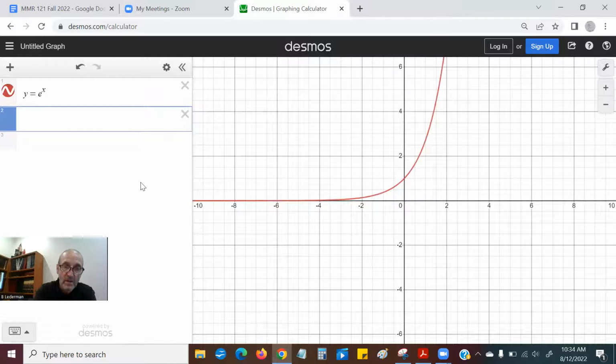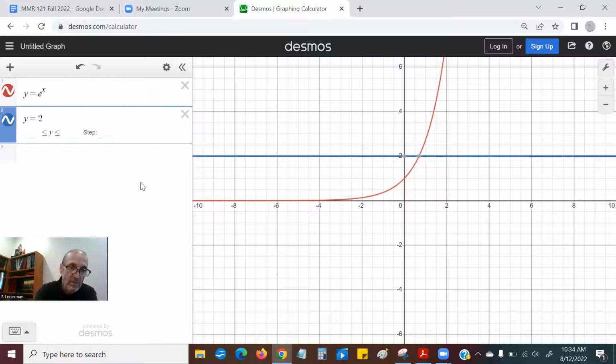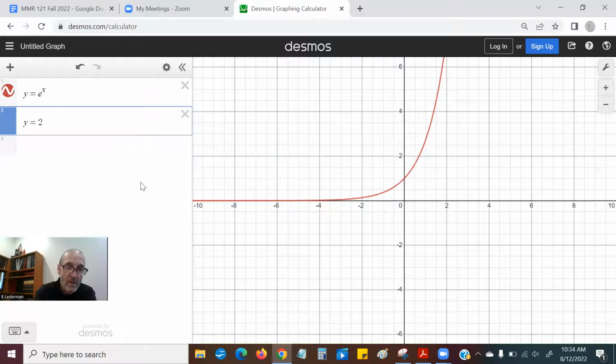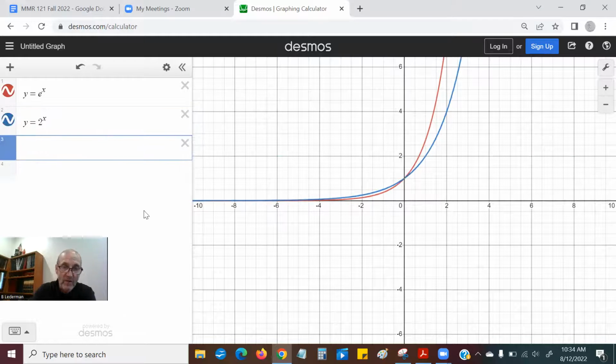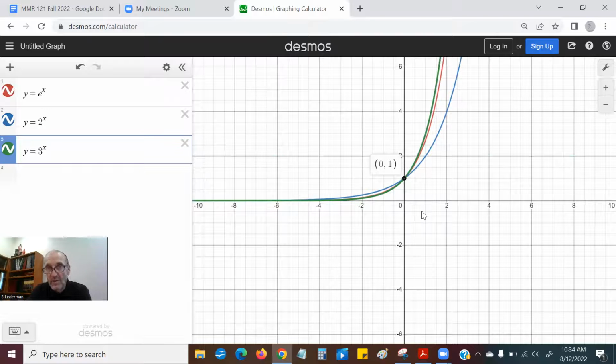Let's look at y equals 2 to the x power. 2 is a little less than e. If you notice, they intersect at the point (0, 1). Let's do y equals 3 to the x power. And all three graphs intersect at the point (0, 1). That makes sense because if x equals 0, y is equal to 3 to the 0 power, which equals 1. Or y is equal to 2 to the 0, because anything to the 0 power equals 1.